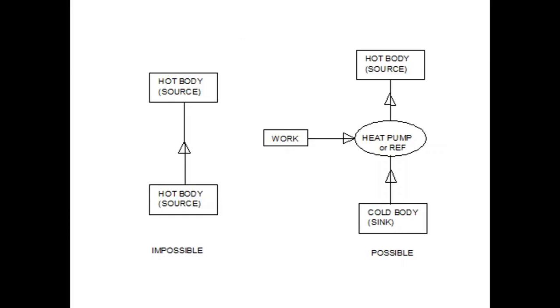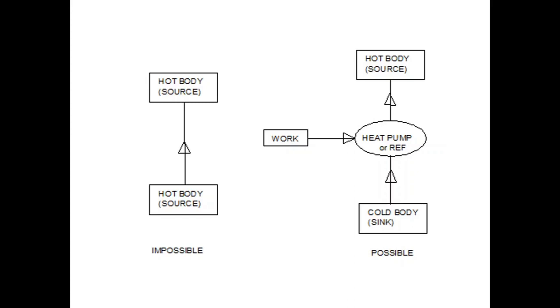So according to the Kelvin-Planck and Clausius statements, here the hot body source to source is not possible because both are hot bodies. For the Clausius statement to apply, it is possible only if the two bodies have two different temperatures. But here both are the hot body and source. It is not possible to construct a machine like that. But look at the second diagram. The work is given to the engine or a pump, the heat pump.